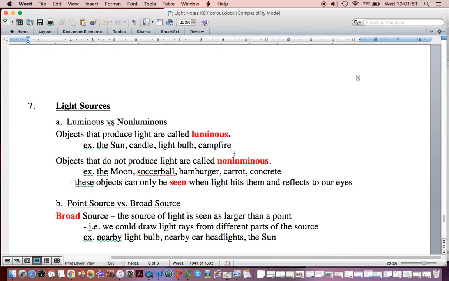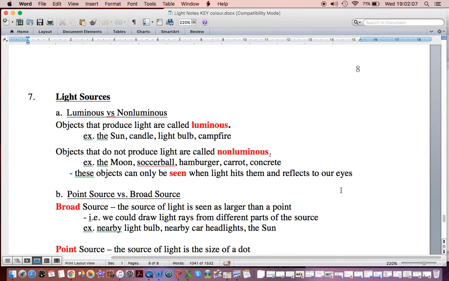Light sources are the last thing to talk about. If something makes its own light, we call it luminous. There are examples of luminous things like a star and a campfire. And things that don't make their own light are called non-luminous. In this case, the moon. We put in a hamburger. So those words you have to know about.